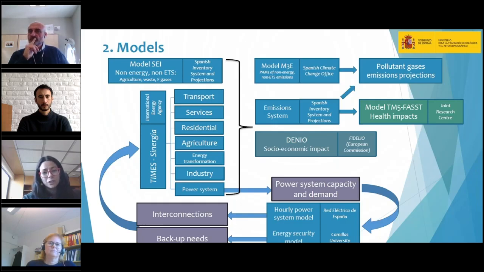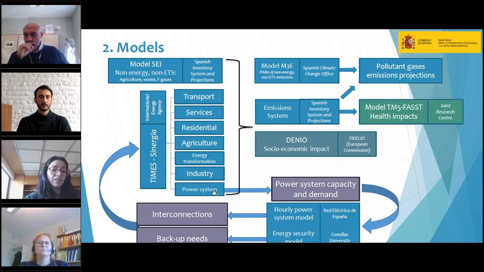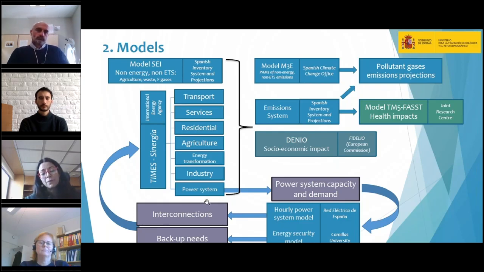So I will try to explain this slide by saying that, as this TIMES-Sinergia model has a big granularity, we only use 14 time slices for the results of the power system. We need a dedicated model for the power system in order to take all the data for power system capacity and also demand, and use a model of economic dispatch for this power system.